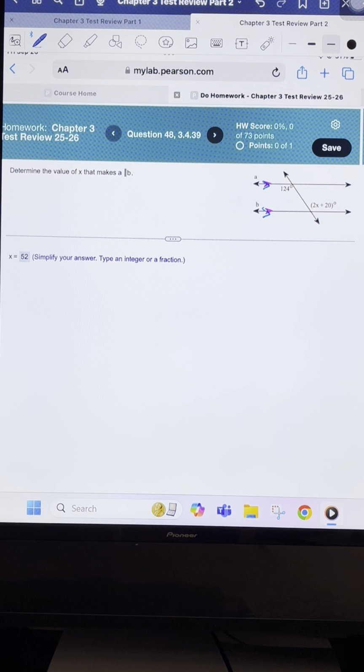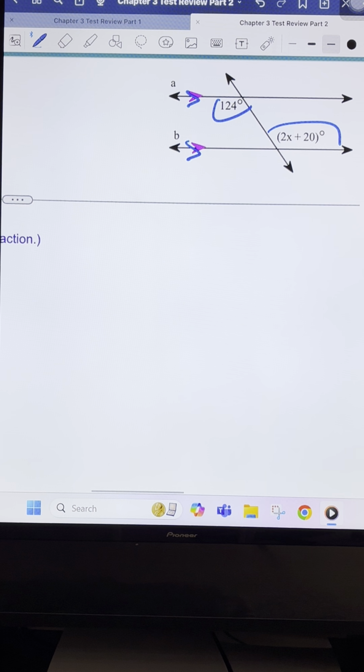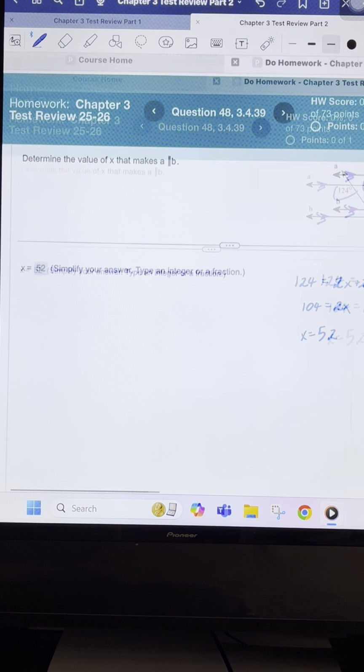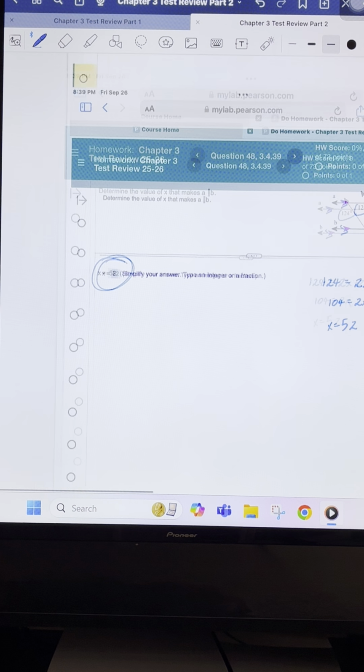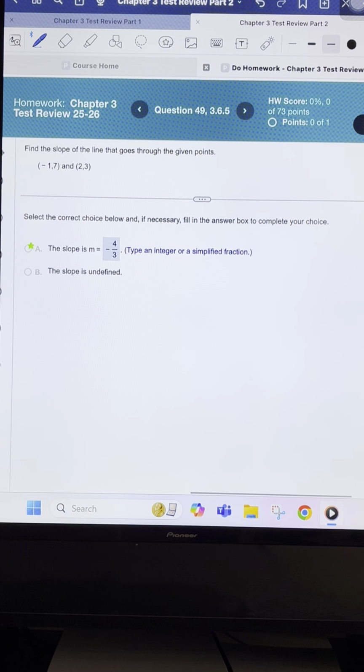Determine the value of x that makes A and B parallel. Okay, so if A and B are parallel, then this angle and this angle are what to each other? They are alternate interior angles, which means they have to be congruent. So I'll do 124 is equal to 2x plus 20. Subtract the 20, I get 104 equals 2x, and this should be 52. So x is equal to 52.